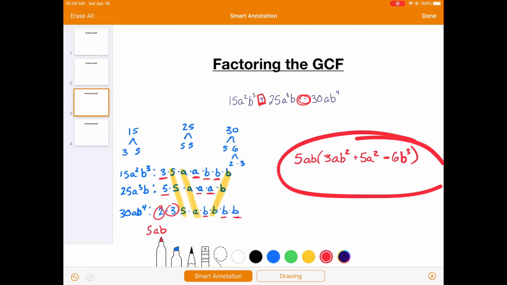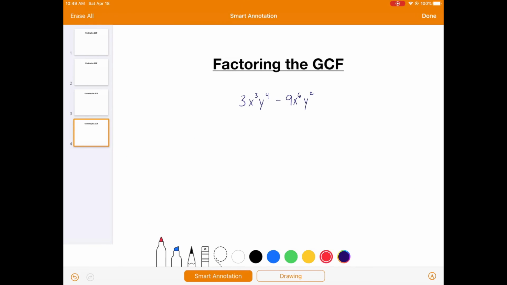And that is how we factor out the greatest common factor. So we still need to find the greatest common factor like we did before, but now we also have to write what's left over. And we'll do that one more time just so that you have it down solidly. So in this one, we're factoring 3x cubed y to the 4th. 3 is already a prime number, so we don't really need a factor tree. It's just 3x cubed y to the 4th can be rewritten as 3 times x times x times x times y times y times y times y.